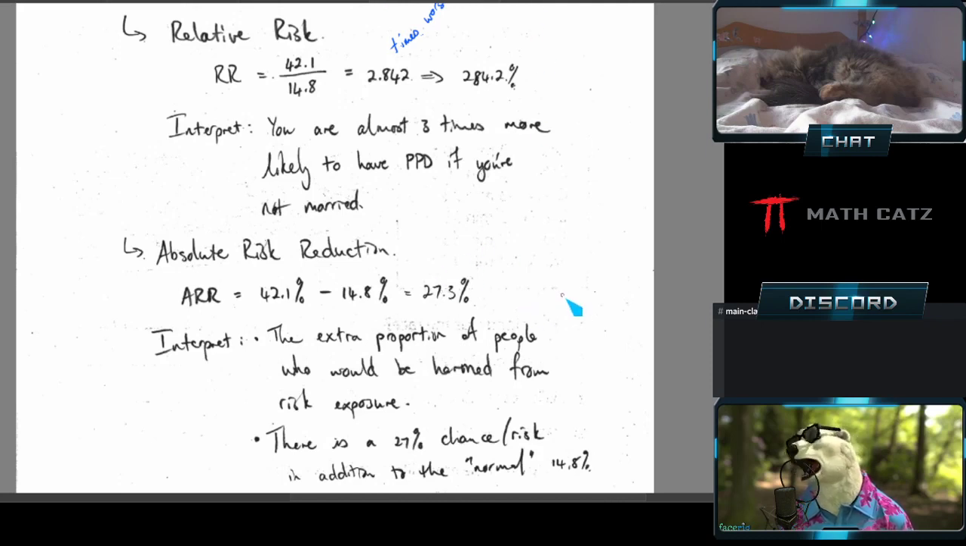On top of that, there's a 27.3 chance, in addition to the baseline risk that you would be exposed to anyway in terms of marital status. So in addition to the quote unquote normal 14.8% chance, because you're not avoiding this completely, there's a 27% ish chance. Or 27% of the people, on top of the normal 14.8, are at risk by not being married.